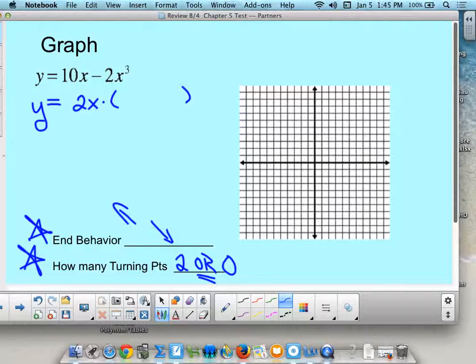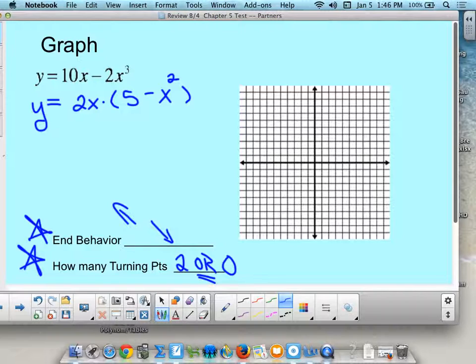Oh, wait a minute. I thought you'd take a negative 2x. Well, you can take a negative 2x if you want, but Jay said 2x, so I went 2x. If I take out a 2x, isn't this going to give me 5 minus x squared? Yeah. That's what I get when I take out 2x. If you take out negative 2x, you're going to get negative 5 plus x squared, okay?